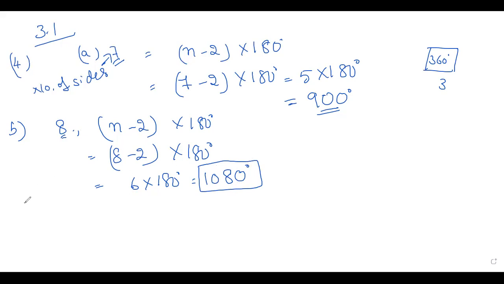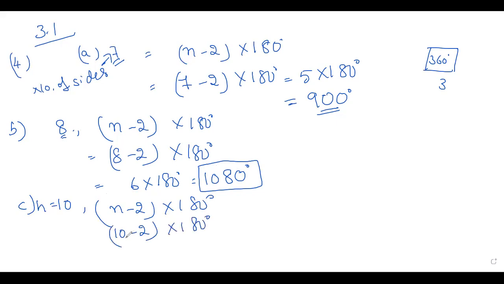Now third one, number of sides n is equal to 10. Now n minus 2 into 180 degrees. N is 10, so 10 minus 2 into 180 degrees. 10 minus 2 is 8. 8 into 18. 18 eights are 144. Then the right 0. So the sum of all the angles of a decagon. Deca means 10. Okay, children. So that is 1440 degrees.